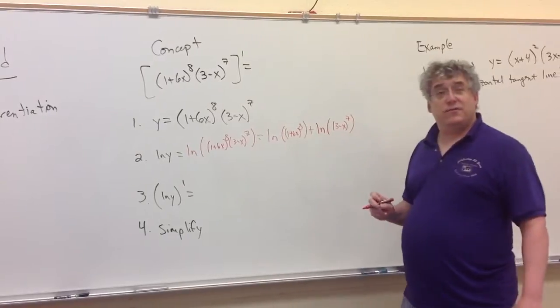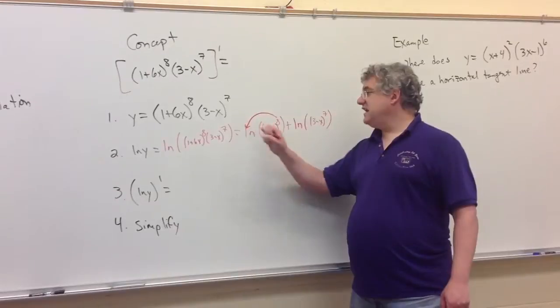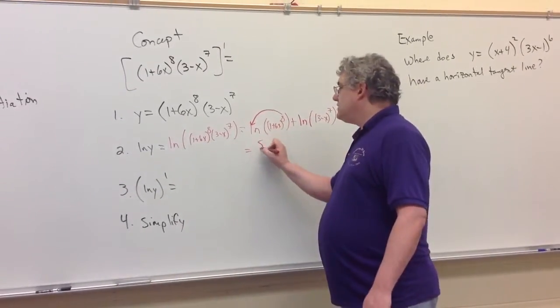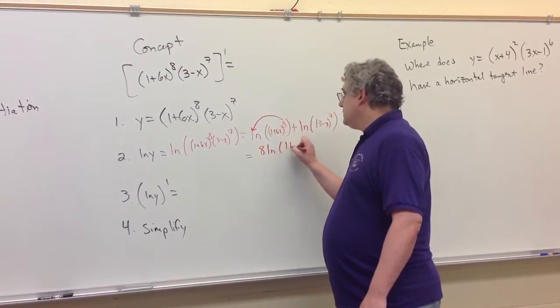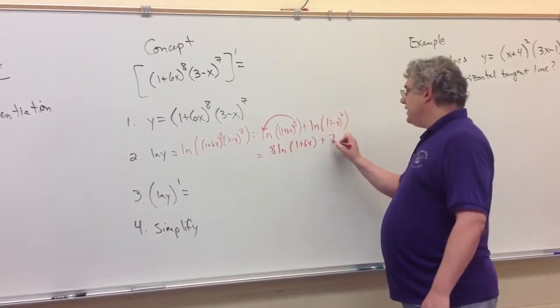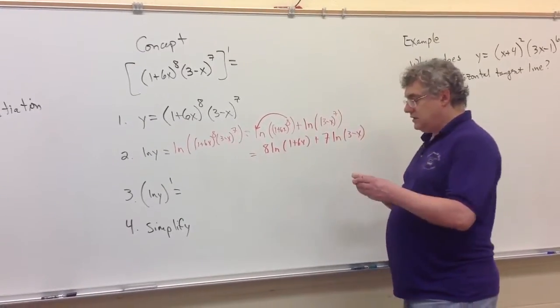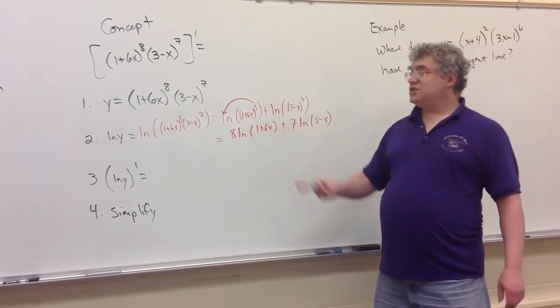Now rules of logs go further. That power of 8 comes straight out. This is not taking the derivative. This is rules of logs. Likewise here, that 7 comes straight out. Okay, that's what the natural log of y is.